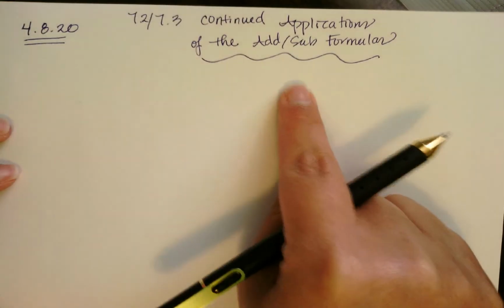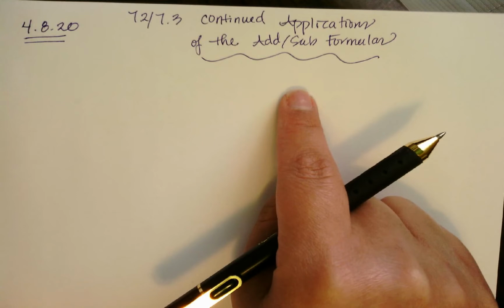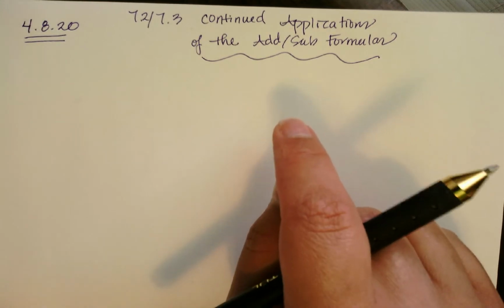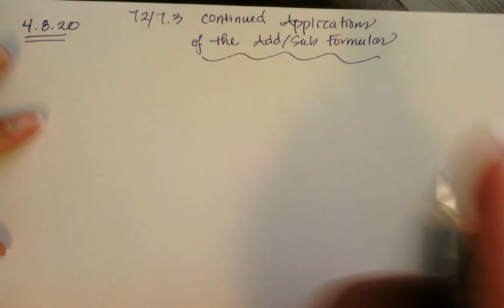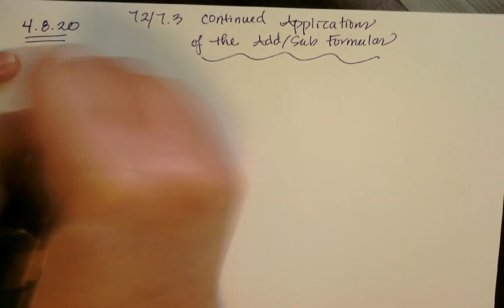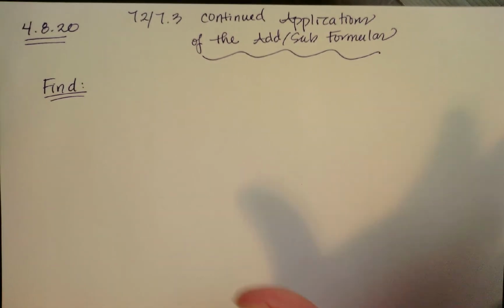Alright, so this is 7.2 and 7.3 continued. Applications of the addition and subtraction formulas. So you saw how we could use those formulas for Monday stuff. Now how else can we apply these formulas? And like I told you on Monday, I warned you, this is a little bit more difficult. It's just a little bit more thinking. But once we get down to the formula, then it's old news.